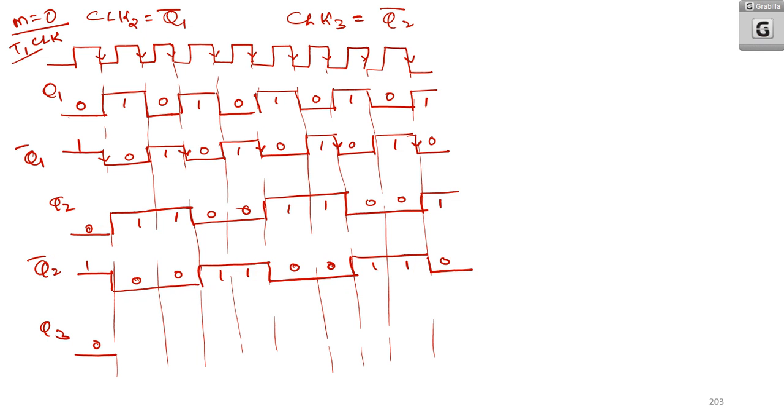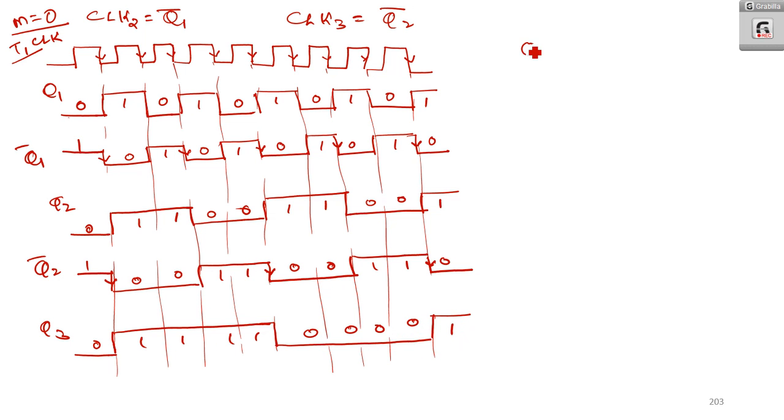Now what is Q3? For getting Q3, Q2 bar is the clock, and you should check for negative edge triggering. So at this point it will be triggered, and again it is triggering at this point and this point. So 0 will remain here, and at this point it will become 1, and 1 will remain up to this point, that means up to the next negative edge trigger. Then it will remain as 0 up to the next negative edge triggering, and at this point it will change to 1.